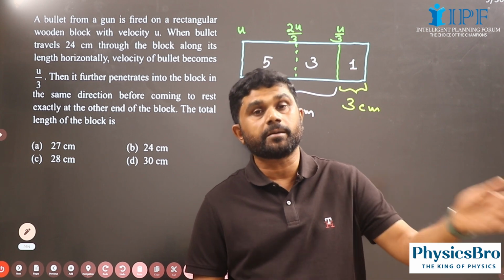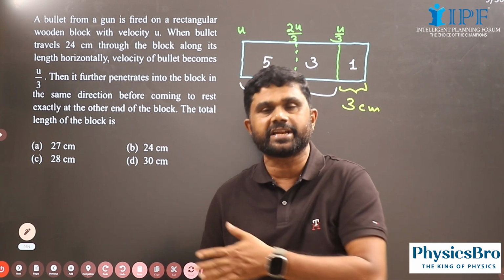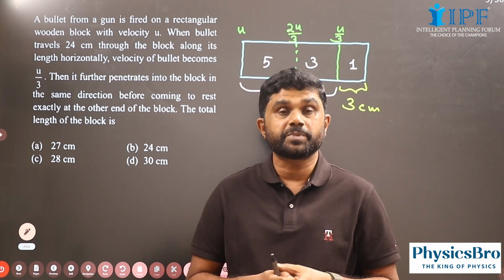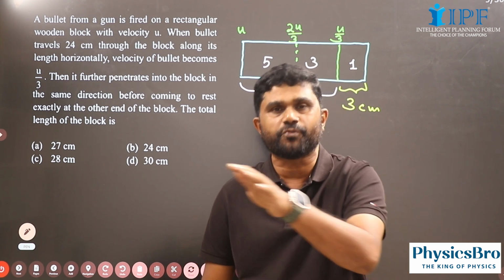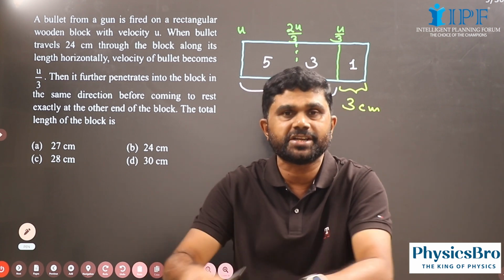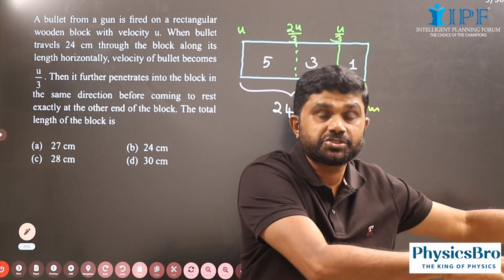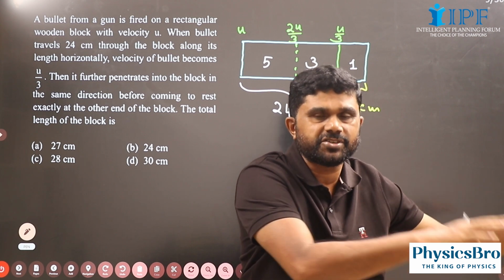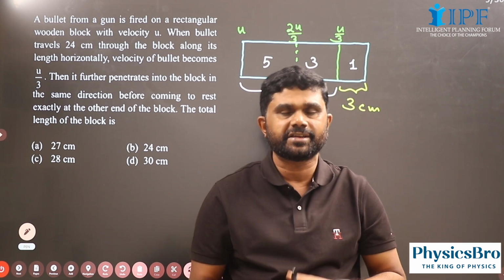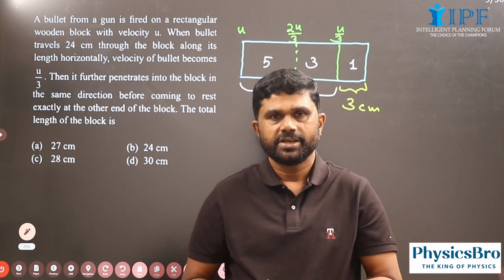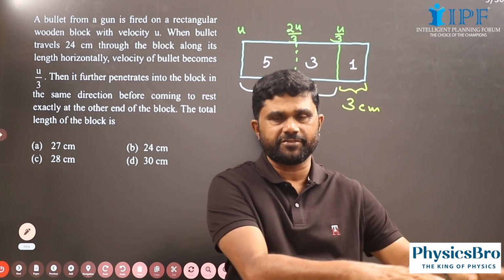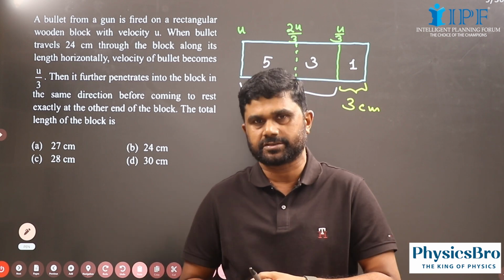When a body comes to rest with uniform deceleration, the ratio of displacements in successive equal intervals of time will be 5:3:1. When it accelerates, 1:3:5. When it comes to rest with uniform retardation, 5:3:1 if there are 3 intervals. If there are only 2 intervals, it will be 3:1. If there are 4 intervals, it will be 7:5:3:1, like that.